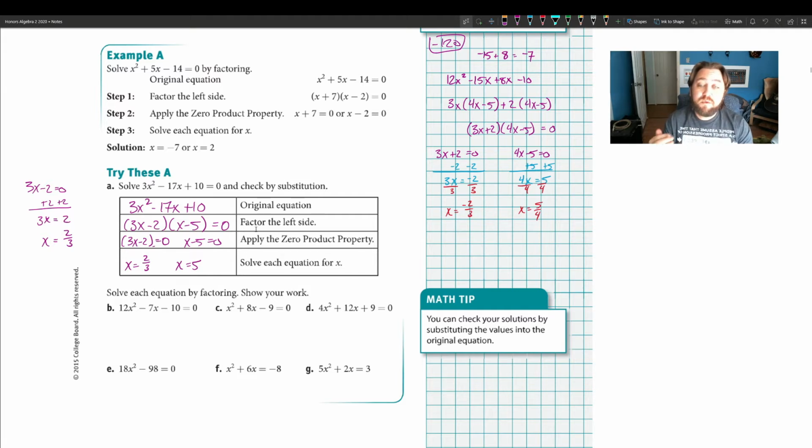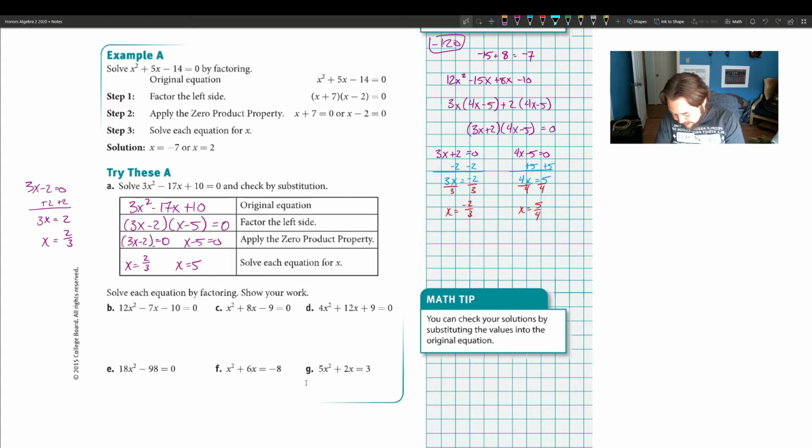So what we did, we took our equation, we factored it. We took each factor and set it equal to 0, and we got our two solutions. And quadratics normally have two solutions. So let's take a look. For the sake of space, I think we're going to do maybe B, D, E, and G, just so this isn't too much of a mess.